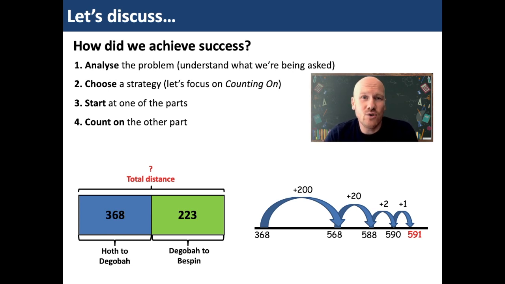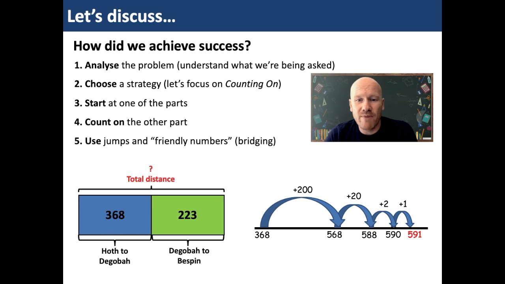What we did was we used a strategy that helped us do that more efficiently and more effectively. We used jumps in friendly numbers, or bridging. We jumped to a number and then jumped on to another number.